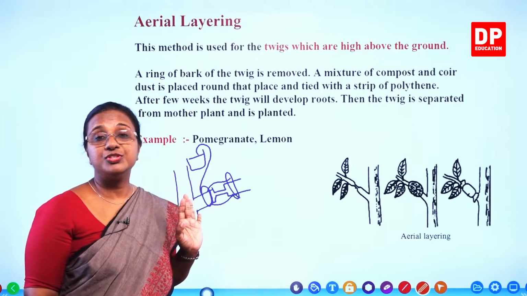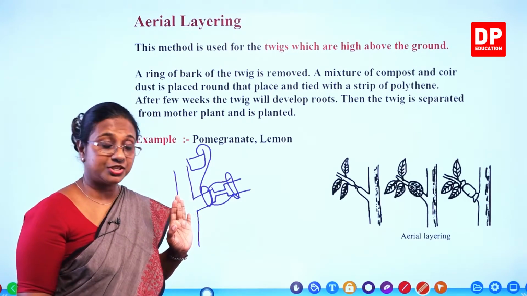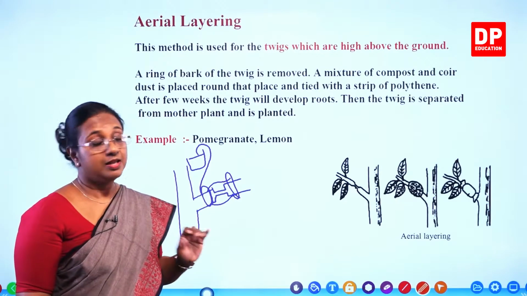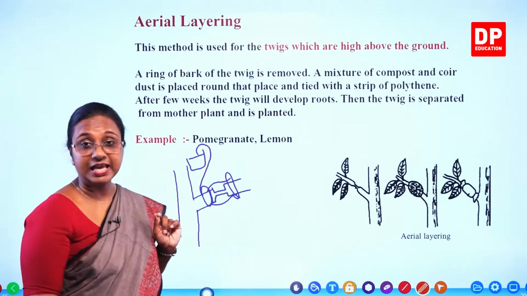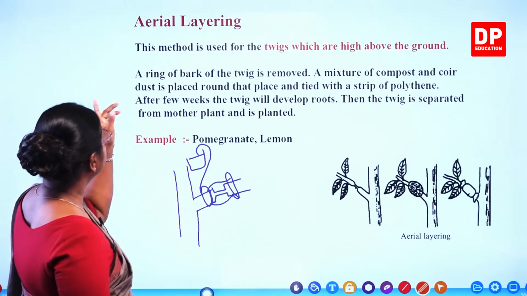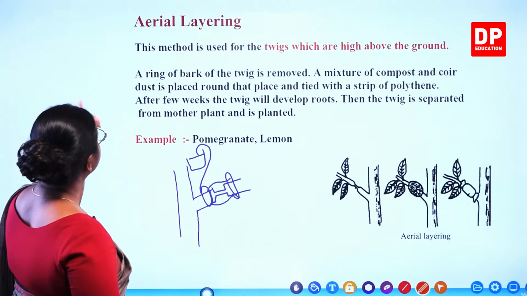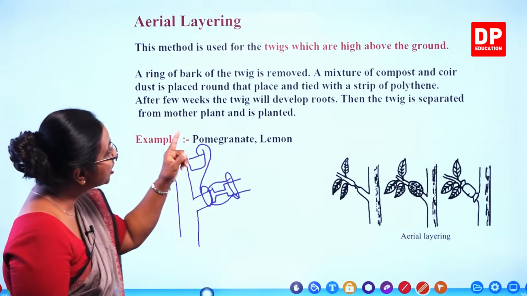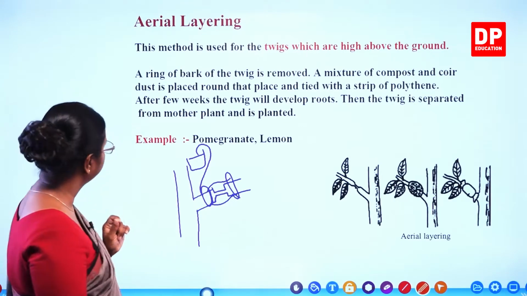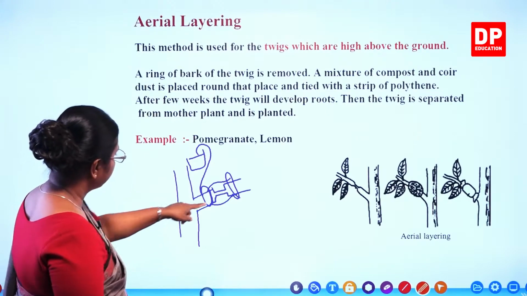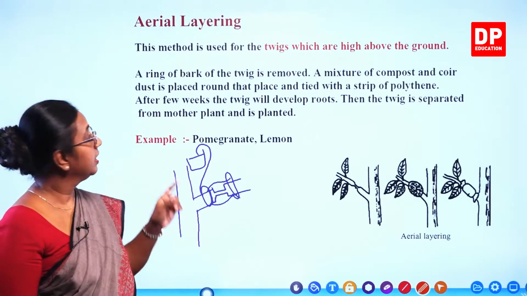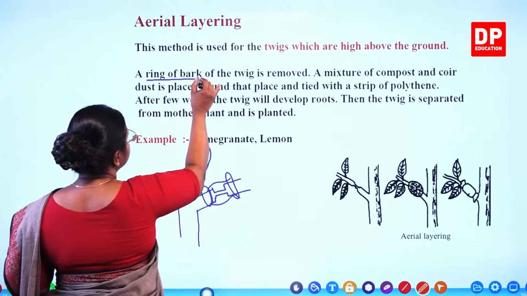Then of course there will be root initiation. Then this part can be replanted. That is the process of aerial layering. If we try to understand aerial layering, this method is used for twigs which are high above the ground. As I showed you all, a ring of bark of the twig is removed.